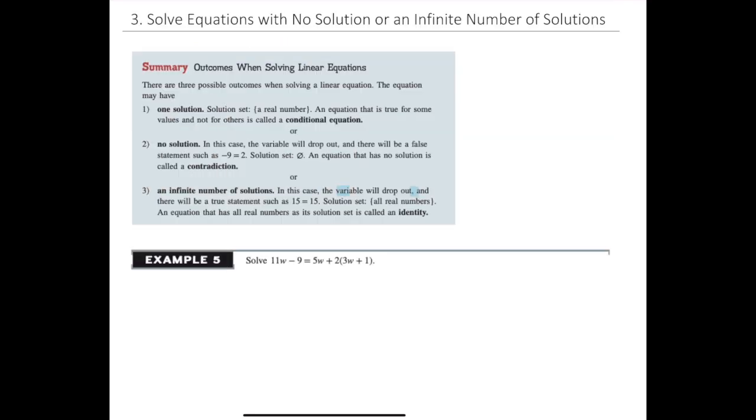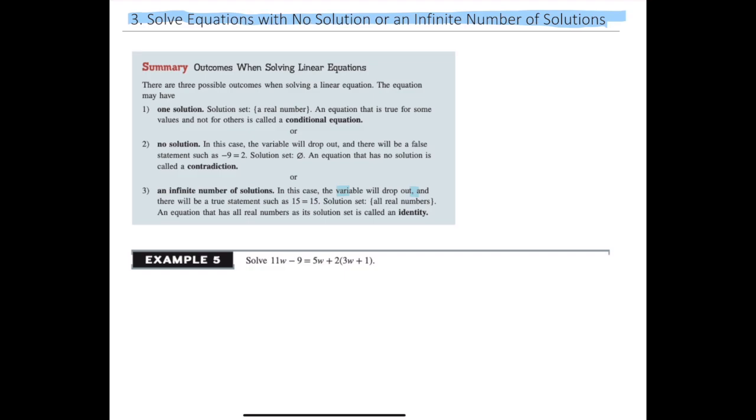All right, now let's look at solving equations with no solution or an infinite number of solutions and when this would occur. These are two different scenarios. So let's look at this little summary box. It says there are 3 possible outcomes when solving a linear equation. So far we've had a solution for everything that we've worked with.